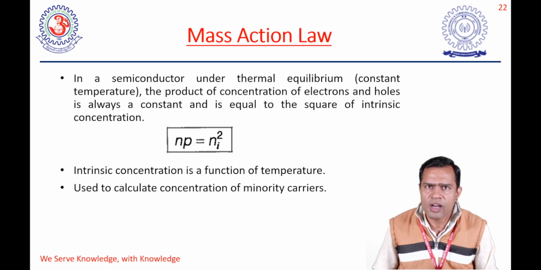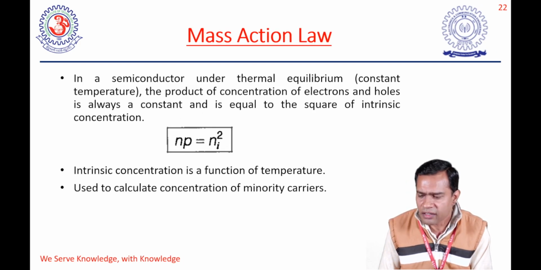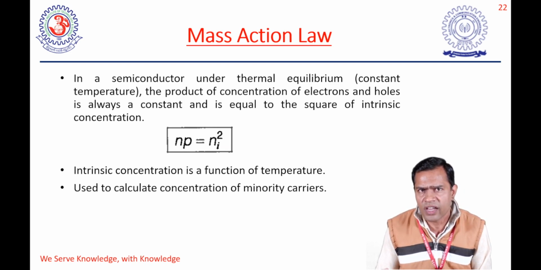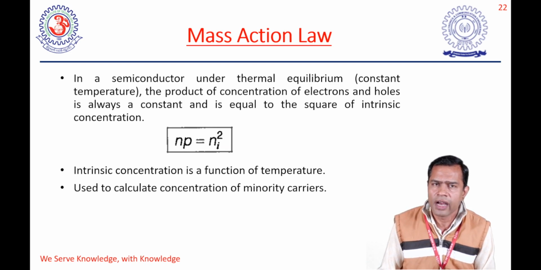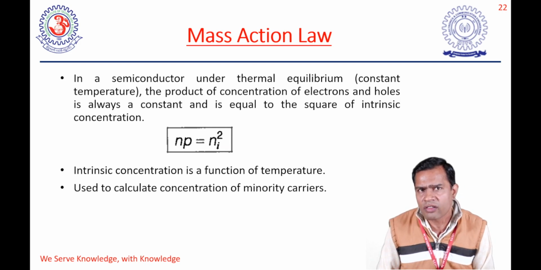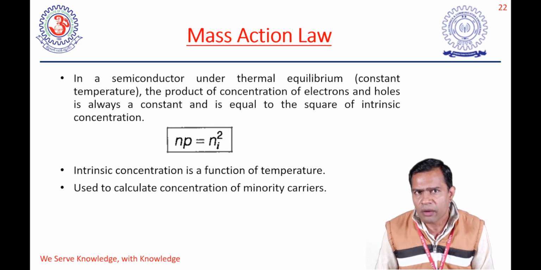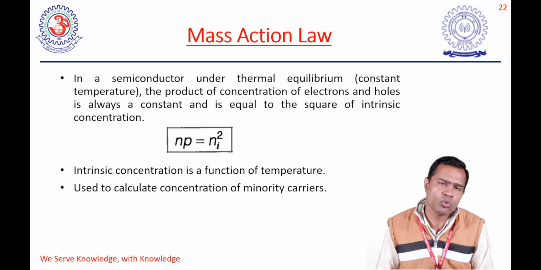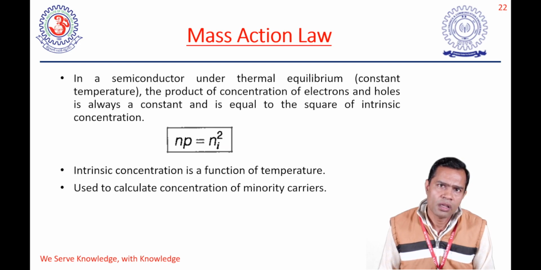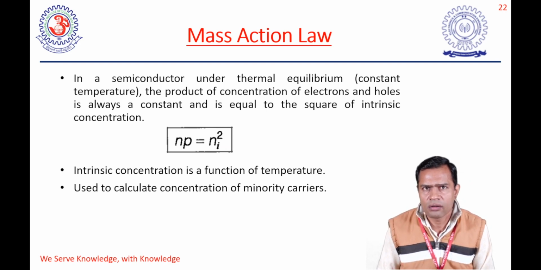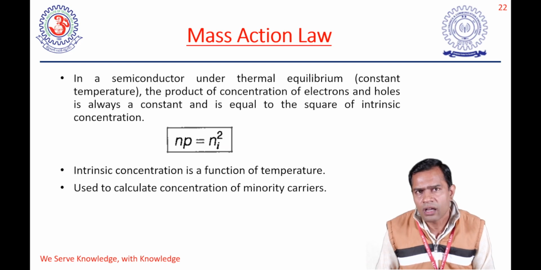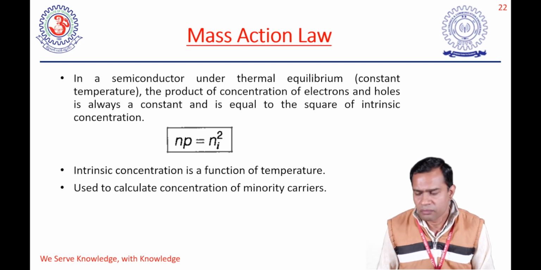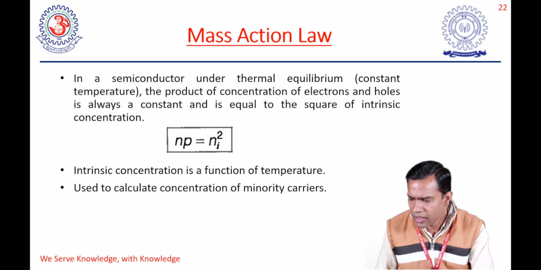Now this is the mass action law. This is very, very important. That is np equal to ni square. We have discussed that ni is the intrinsic concentration, n is the number of free electrons, and p is the number of holes. So the product of both is always equal to ni square, or the square of the intrinsic concentration. This is a very, very important formula.